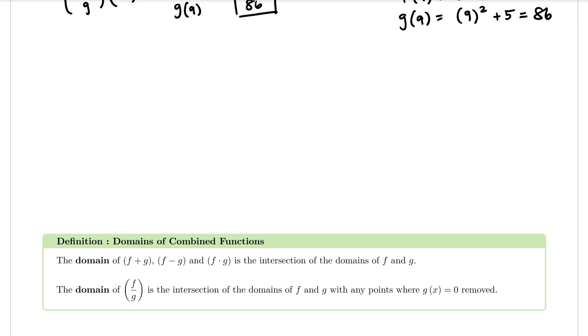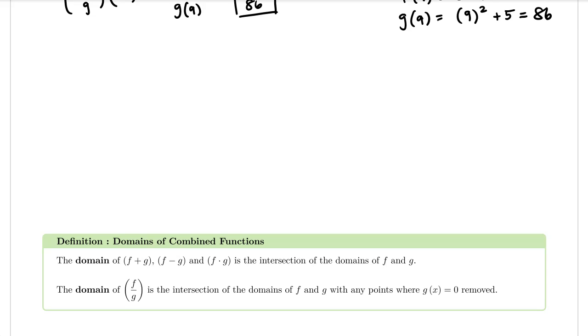Let's talk about the domain of a combined function. The domain of f plus g, f minus g, and f times g is the intersection of the domains of f and g. The domain of f divided by g is the intersection of the domains of f and g with any points where g of x is equal to 0 removed.